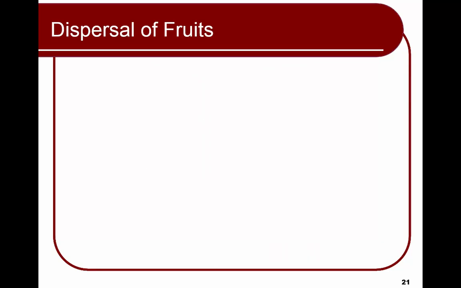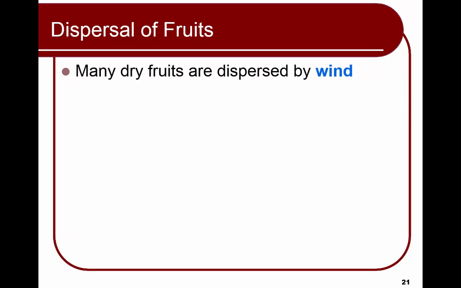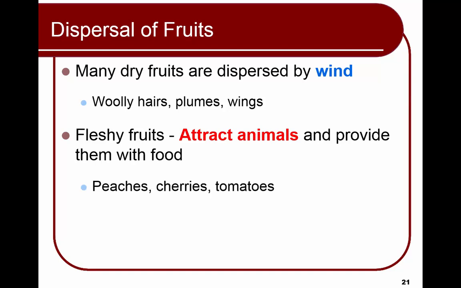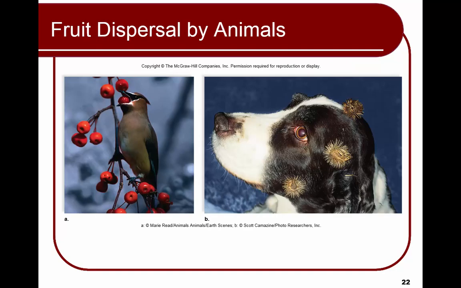Now, back to pollination and dispersal. Many of your dry fruits are dispersed by wind. They'll have woolly hairs or plumes or wings, and the wind just blows them. If it's a fleshy fruit, it will attract the animals that want to eat them. And then, of course, the animals move around and go to the bathroom and disperse their seeds, like peaches and cherries and tomatoes.